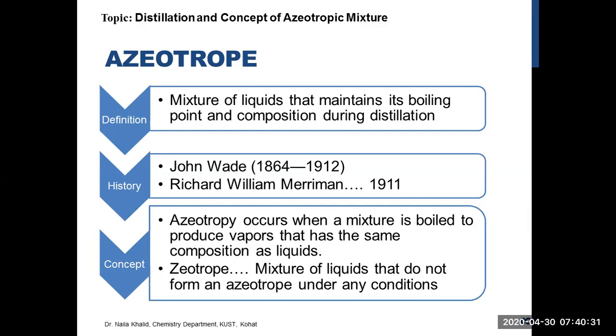In contrast to an azeotrope, a zeotrope is a mixture of liquids that do not form an azeotrope under any conditions. Under any conditions, it will not show you a single boiling point at a fixed composition. It will show different boiling points for the different components.